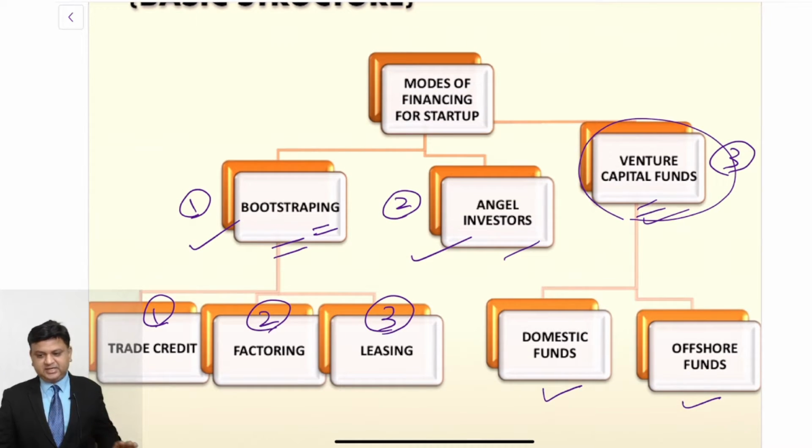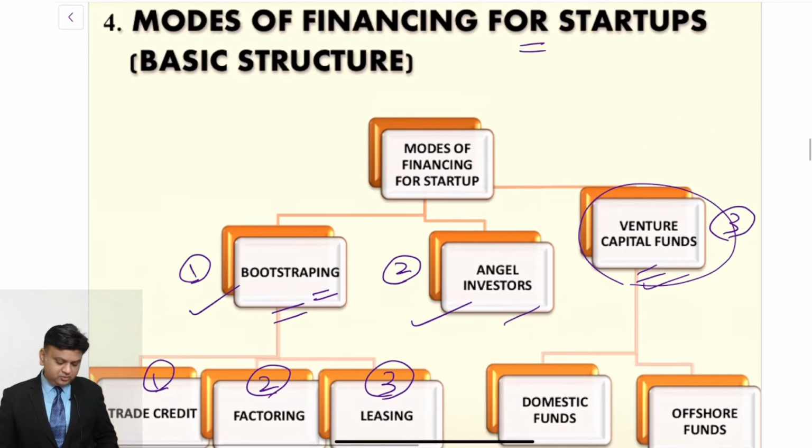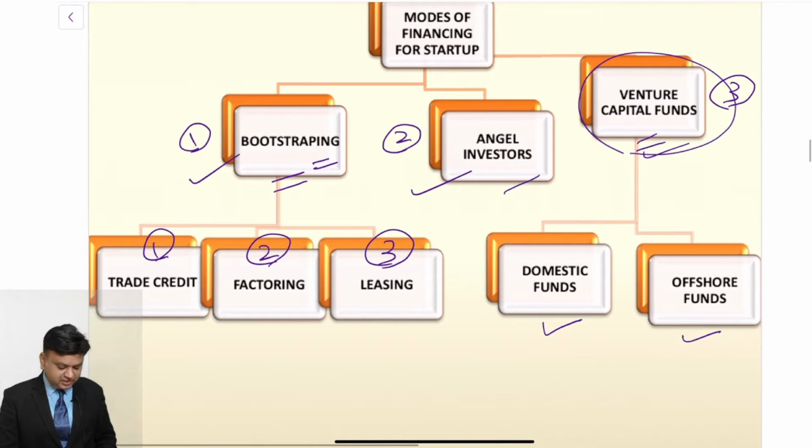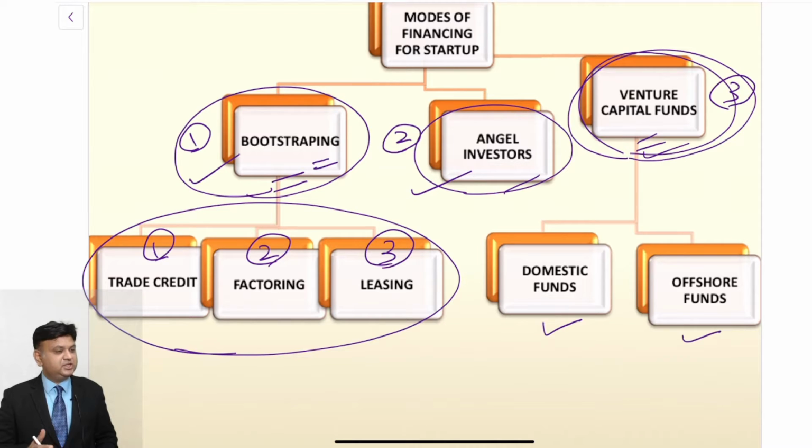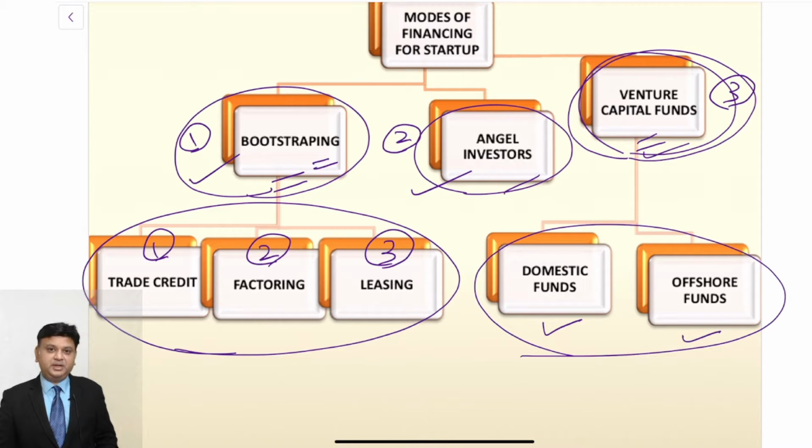As per my understanding, looking at the examination questions and the questions from the revisionary test paper, you don't have to remember all these things together. When the question of bootstrapping comes, you have to remember these three things properly. An angel investors question will be there, and in venture capital funds, if there is a general question with respect to what kind of venture capital funds there are, you have to remember this.